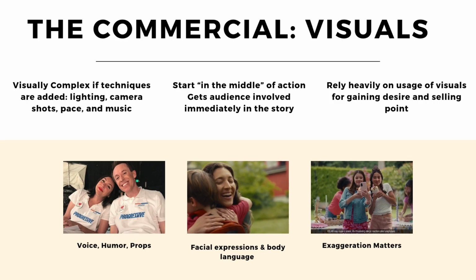About commercials, but the visual aspect. Commercials can be visually complex, and this is because of techniques that are added. These certain techniques can be like lighting and camera shots, how the camera is placed, what kind of shots they have, the pace of the commercial, and also the music. These have a very impactful message on the commercial and ultimately on trying to get people to buy these products.